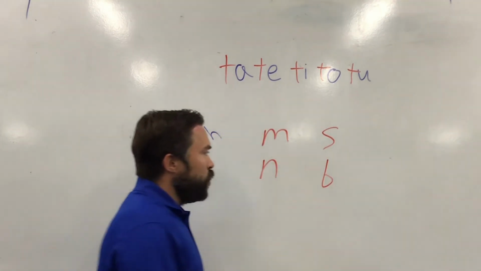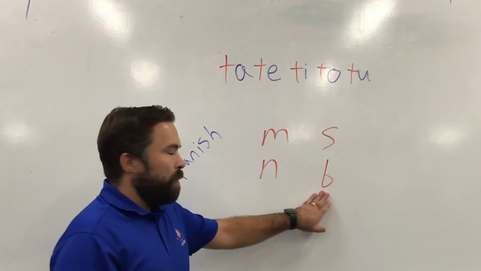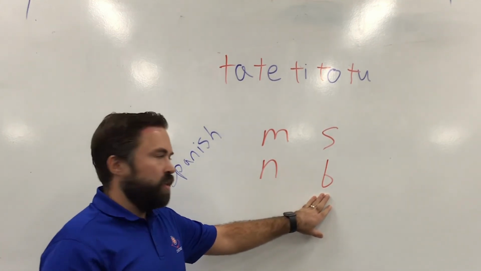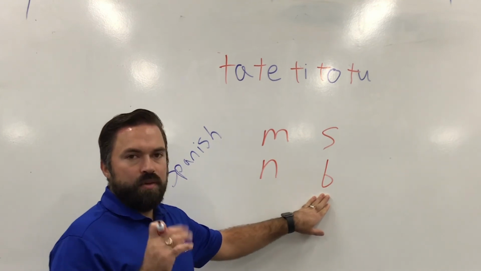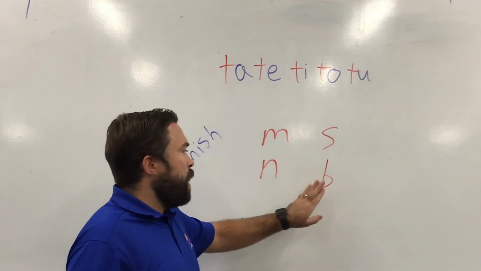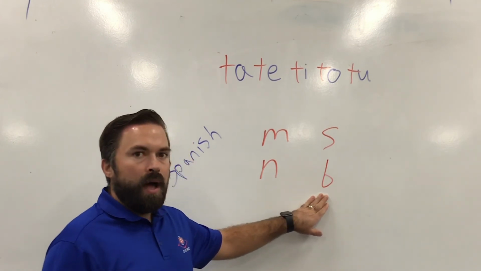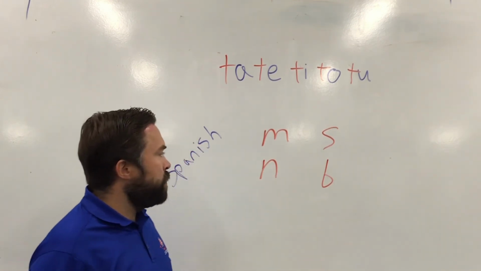Ba, be, bi, bo, bu. The B is a bit softer in Spanish than it is in English. Just basically your lips are gonna touch lightly together rather than really squishing together like we do in English. Not ba, ba, ba, black sheep. But ba, ba, ba. They're barely gonna touch. Ba, be, bi, bo, bu.